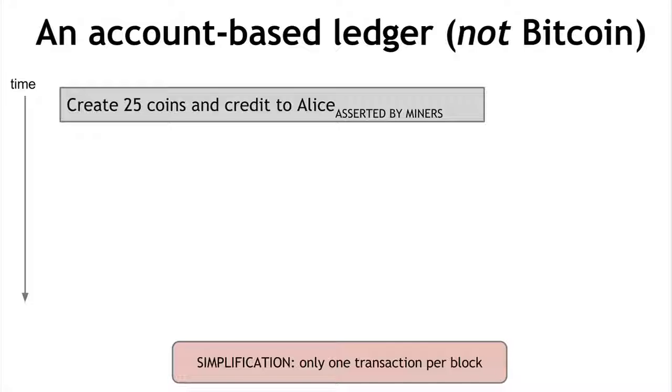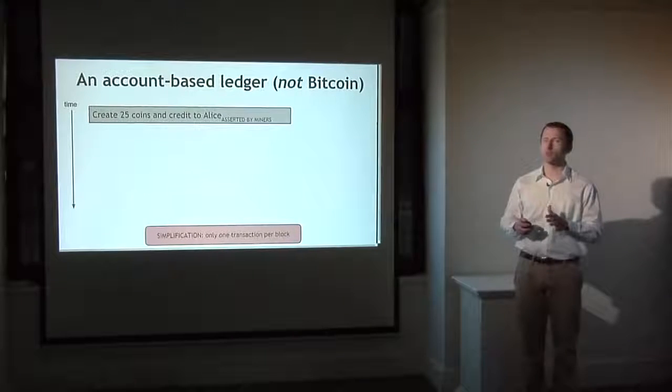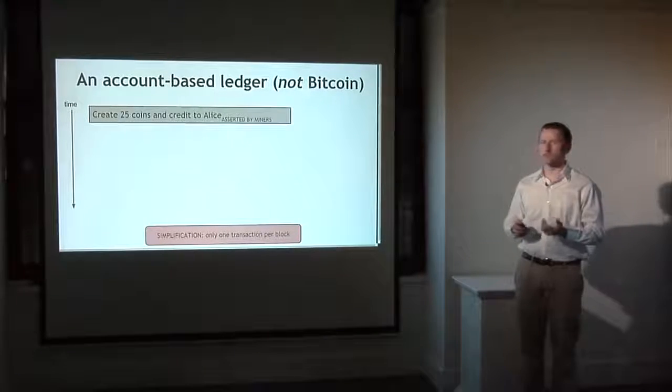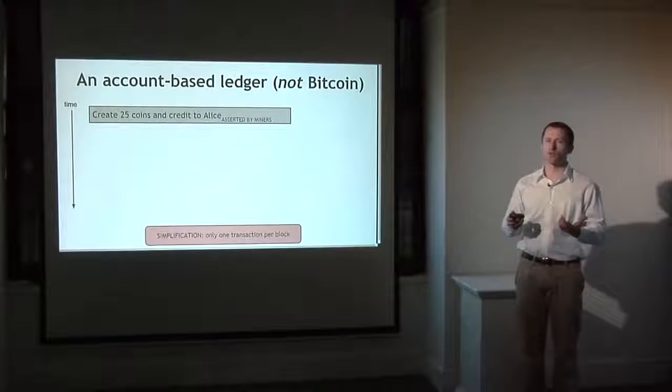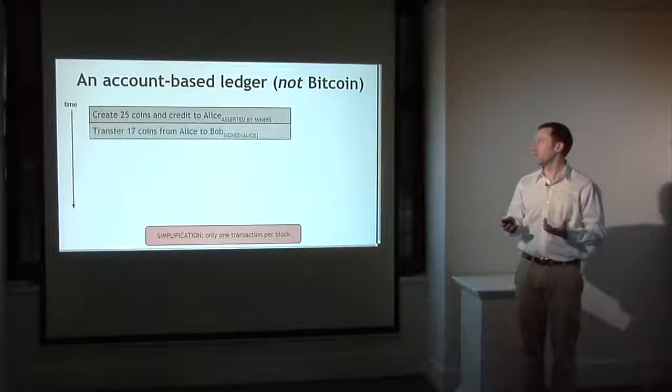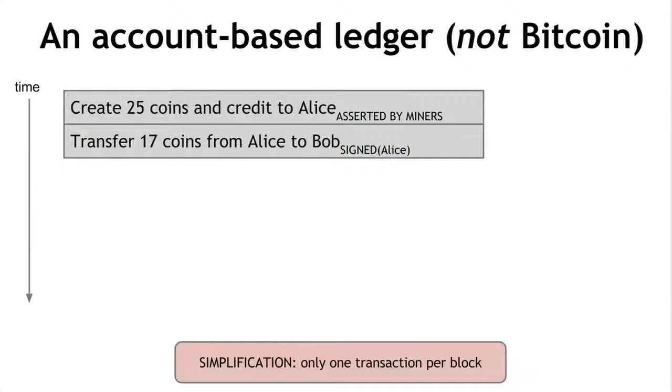The first model you might think of, which is actually a lot of people's mental model for how Bitcoin works, is that you'd have an account-based system. So you can add some transactions that create new coins and credit them to somebody. And then later you can transfer them, and you just have a transaction that would say, we're moving 17 coins from Alice to Bob. That will be signed by Alice to authorize the transaction. And that's all the information that would be contained.